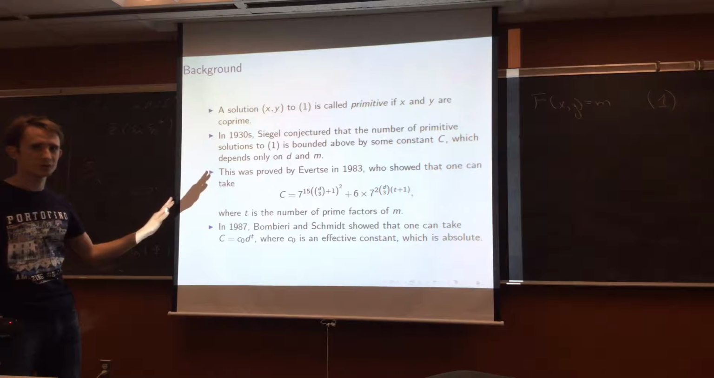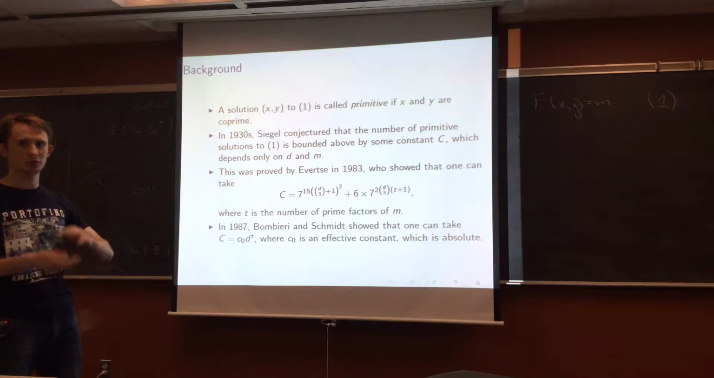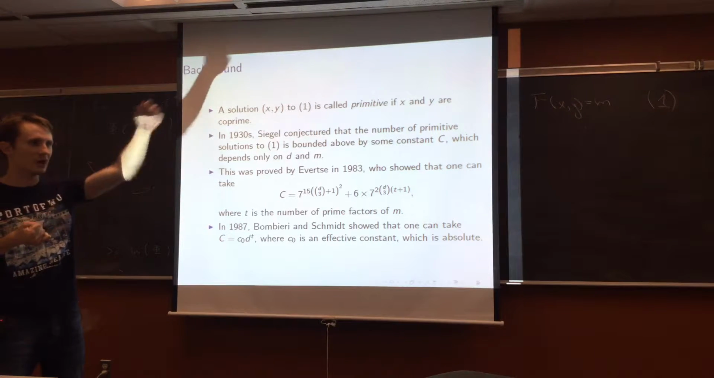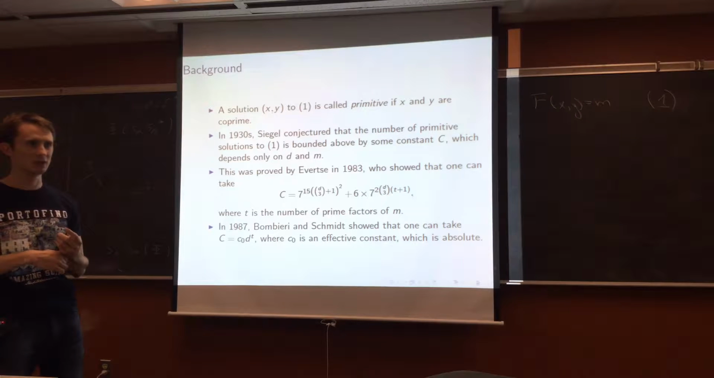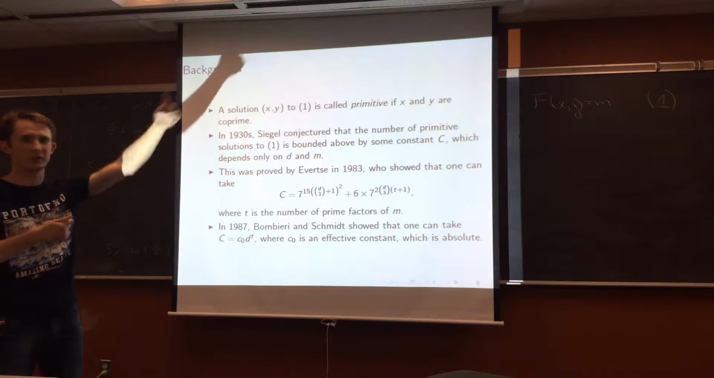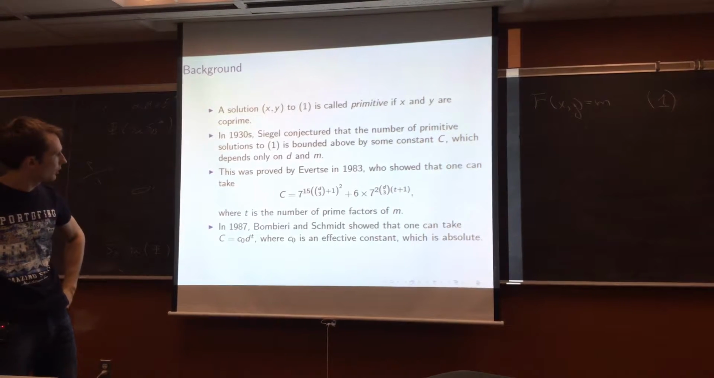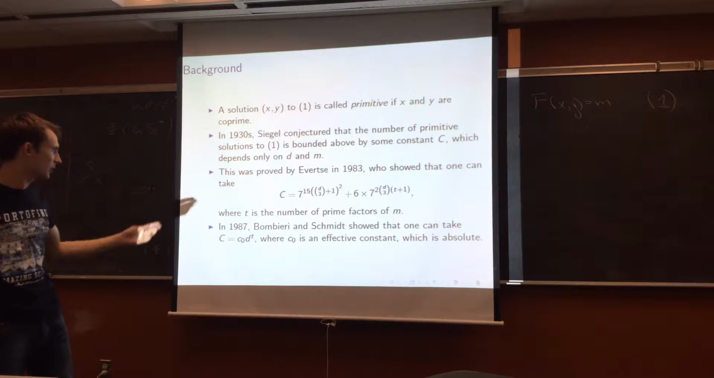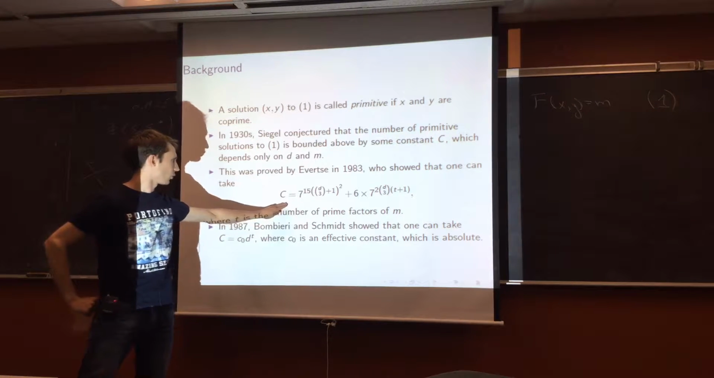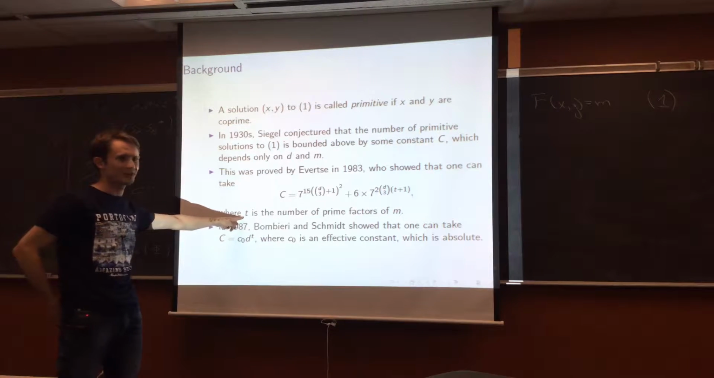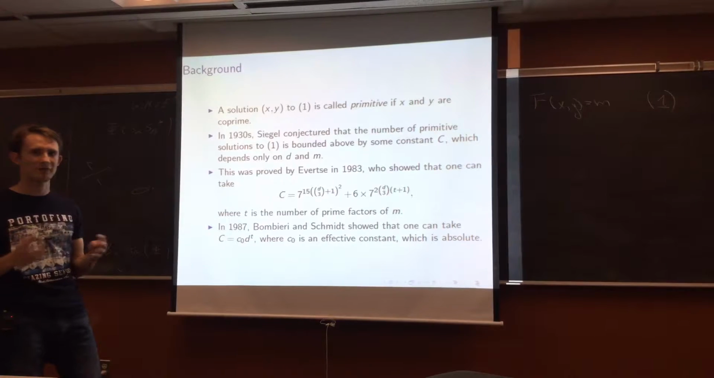Why are we interested in primitive solutions? Because if we consider in general solutions that are not primitive, then the number of solutions can actually be unbounded. It grows with m. In particular, something like that. The conjecture was resolved by Evertse in 1983. He showed that we can take the constant of this form. Please remember the number t over here, which denotes the number of prime factors of m.